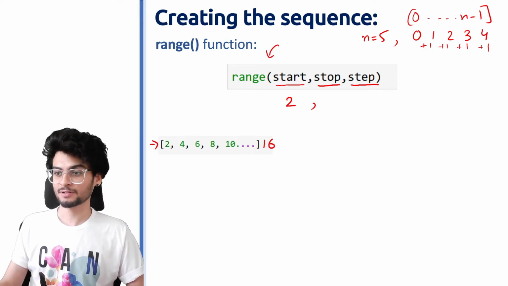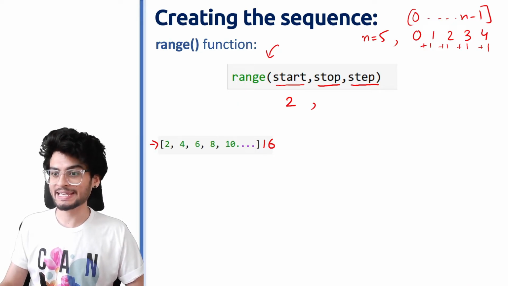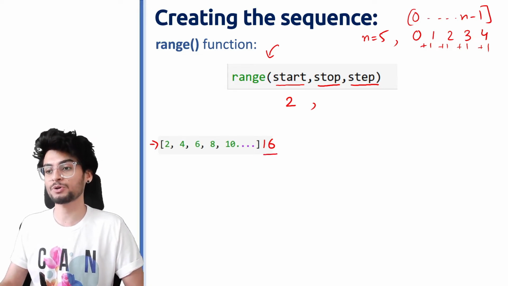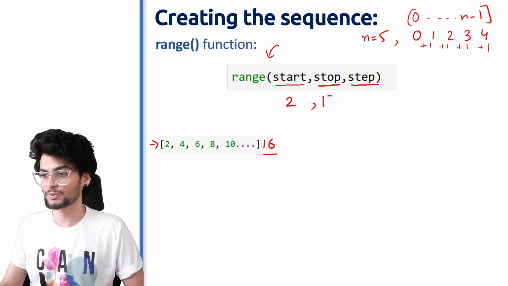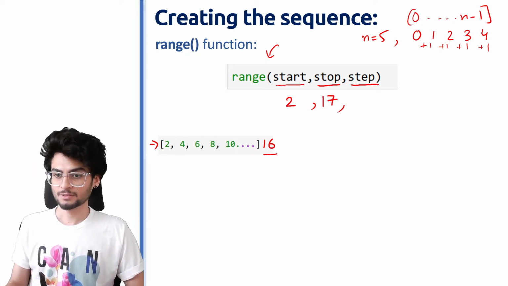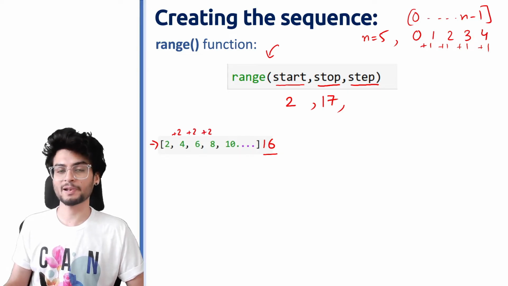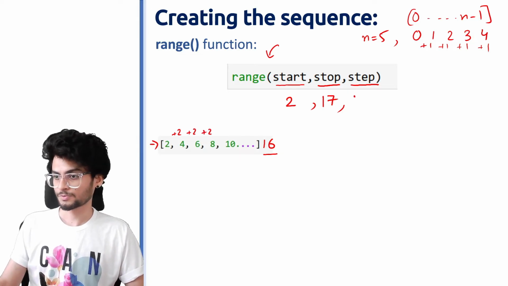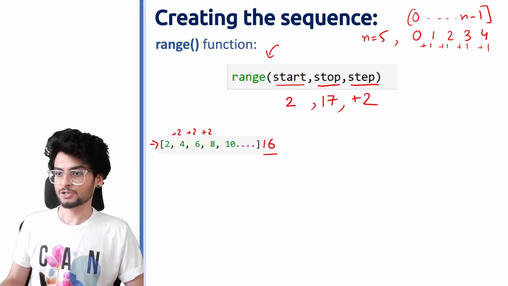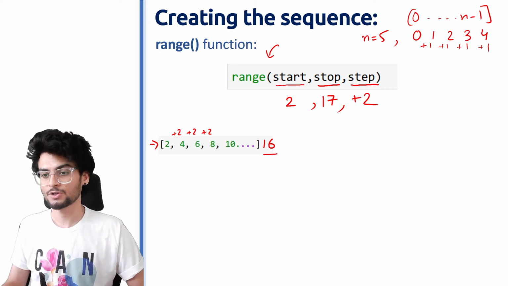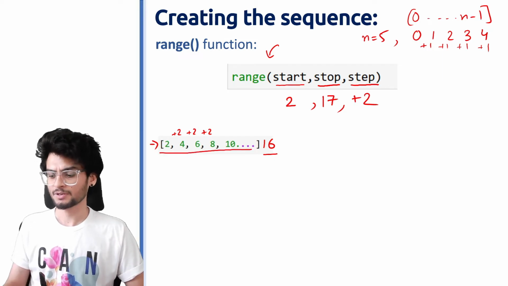Again over here, ये जो stop value है ये आपके list में include नहीं होने वाली है. अगर मुझे यहाँ पर 16 चाहिए list के अंदर तो I have to input one more than that. So it will be 17. यहाँ पर जो step है हमारा that is of +2. So like this. So if I write range of 2, 17, +2, you will get this output.